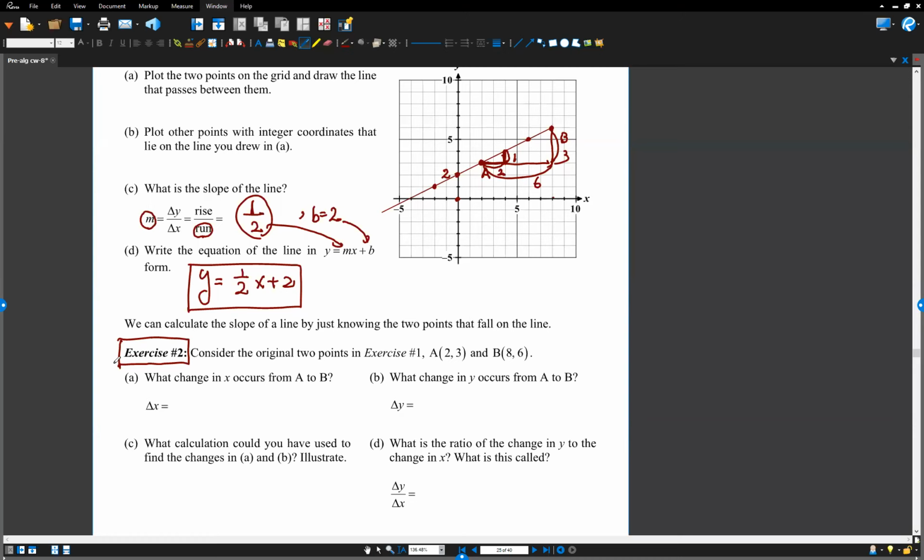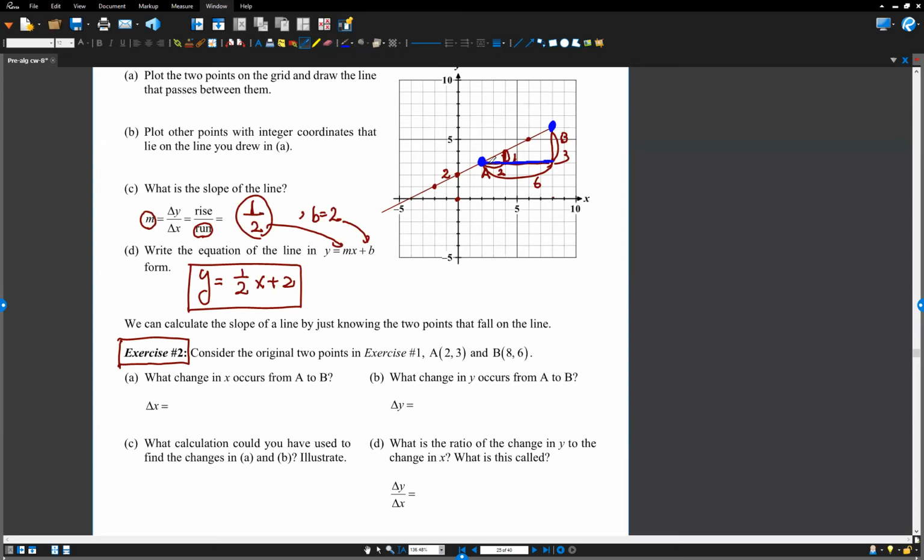All right, now let's find. We have 2 and 3 over here. 2 and 3, this point. I'm going to use this point. We already got this point. And 8 and 6. This is what is that?